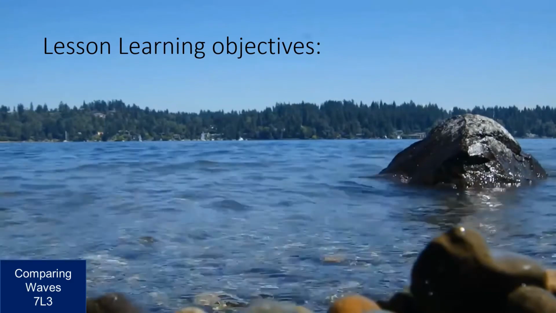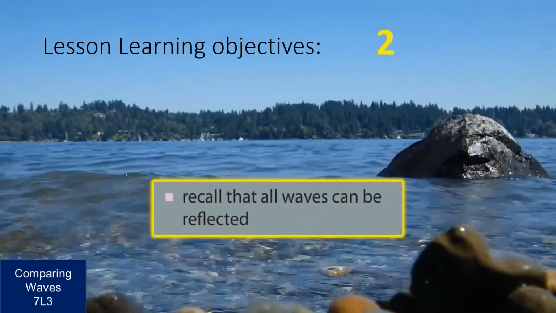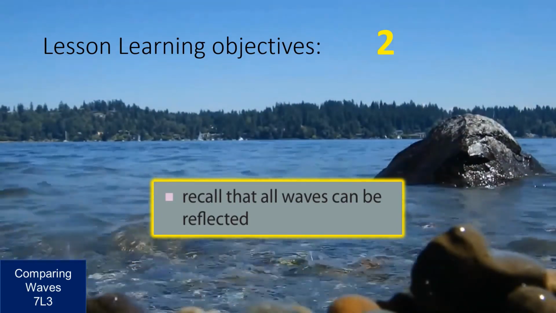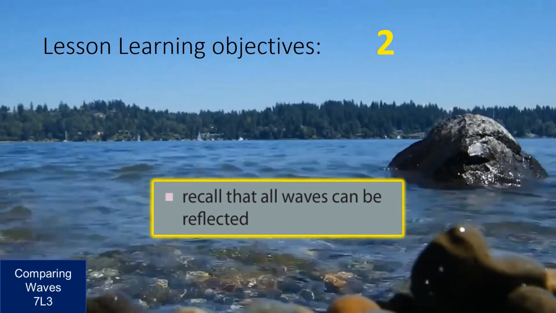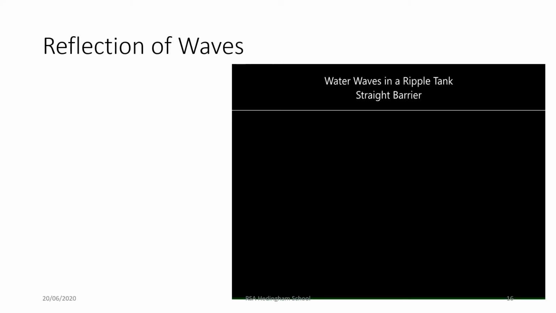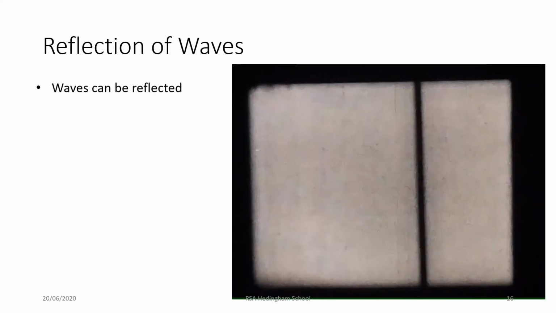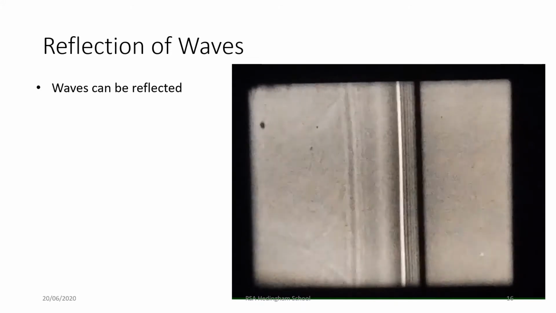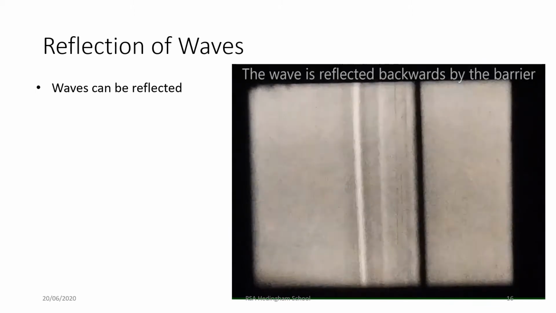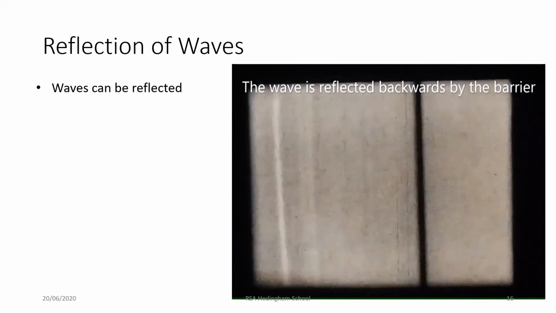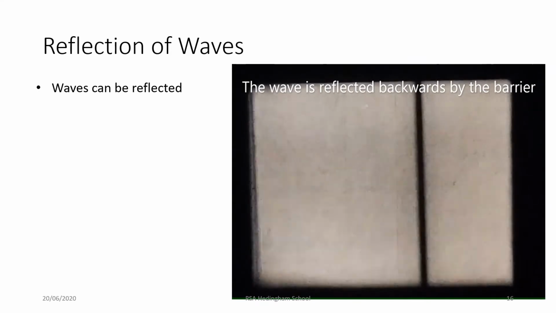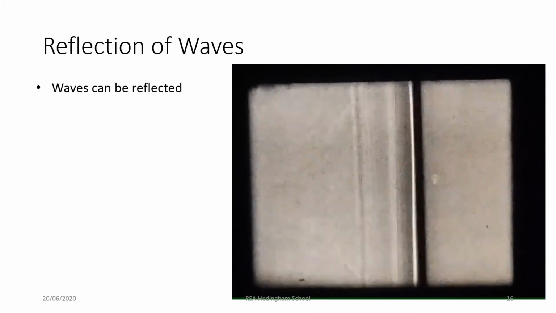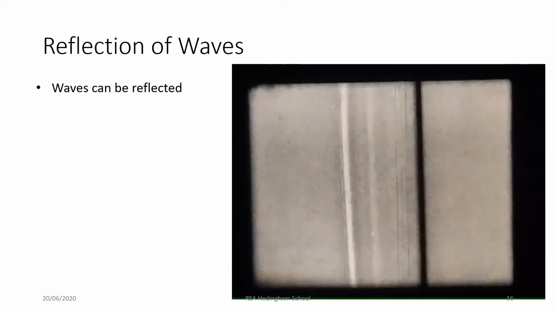Okay, so we're moving on to our second learning objective, which is that all waves can be reflected. And if a property is true of one wave, it is true of all waves. So let's look at reflection of waves. Waves can be reflected. In the film here, this is a ripple tank, and it's a setup that produces waves. And you can see a straight wavefront moving from left to right. There is a barrier, which is the black line in the middle, and that reflects the wave back the way it comes.